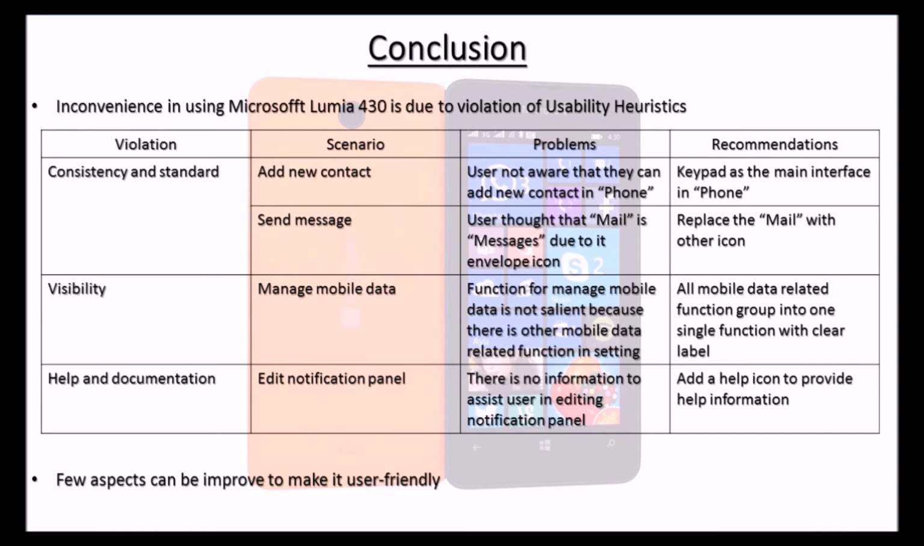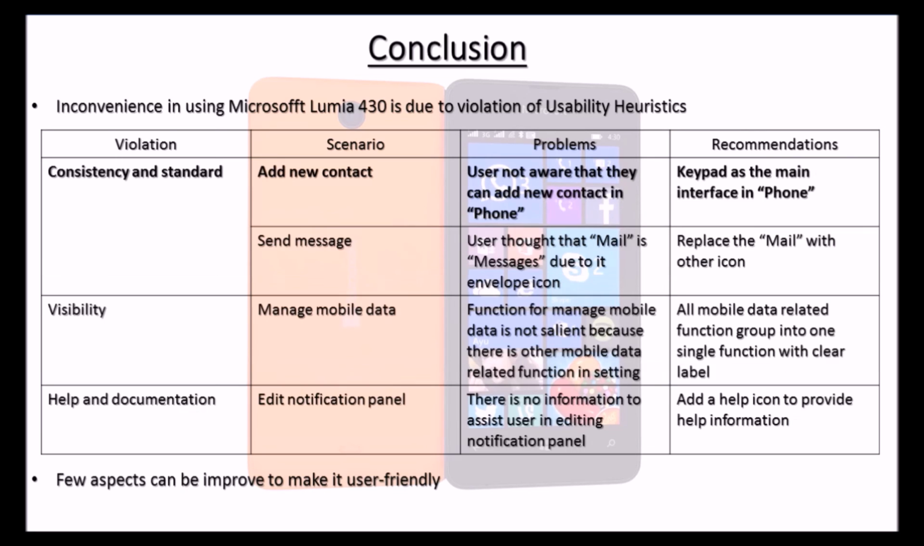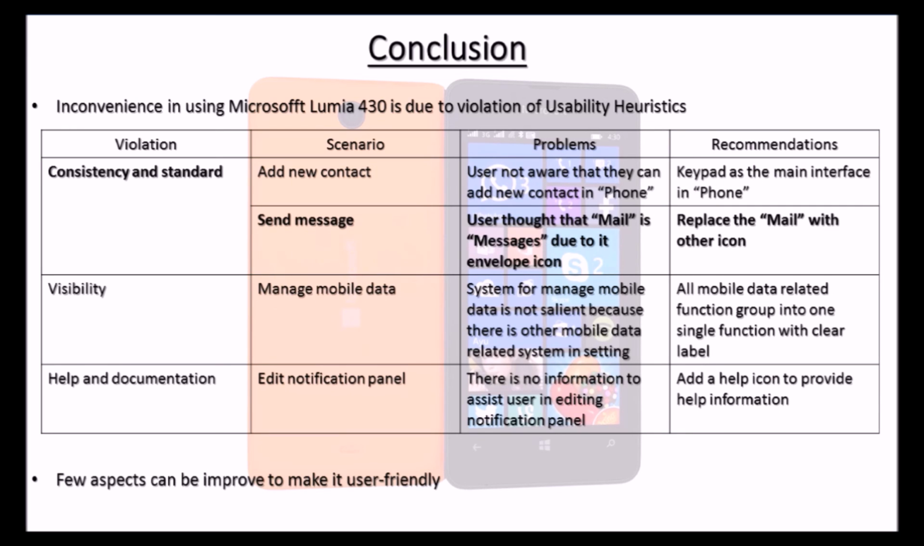As a conclusion, we found that the inconvenience in using Microsoft Lumia 4.3.0 is due to the violation of usability heuristics. For example, consistency and standards is violated in the adding new contact task. As the interface on the phone function is very different from other phones, users did not realize they are able to add a new contact in the phone function. At the same time, consistency and standards is also violated in the send message task. This is because the envelope icon that normally represents the message function represents the mail function in this phone.